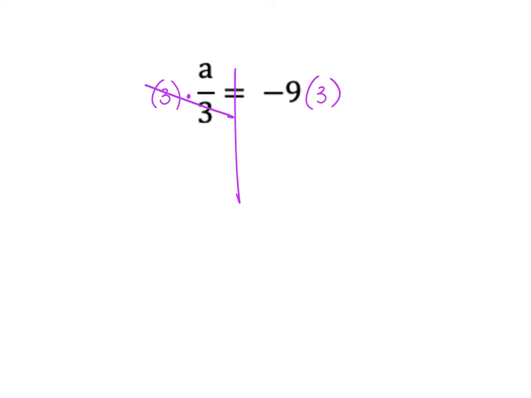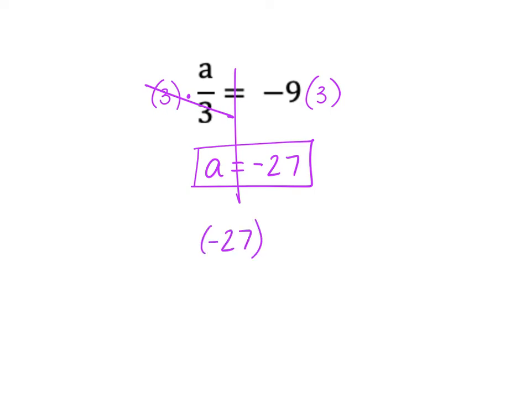Those cancel out. We're left with a equals, and then -9 times 3 is -27. So a equals -27. If I plug that back in, I can check my answer. We could say -27 divided by 3 equals -9. -9 equals -9, and we did that correctly.